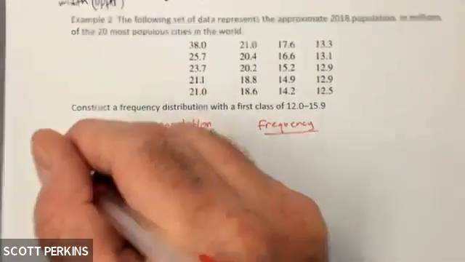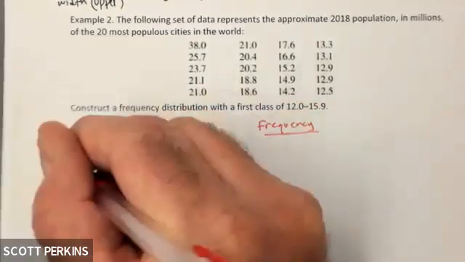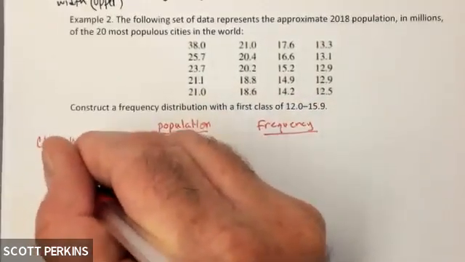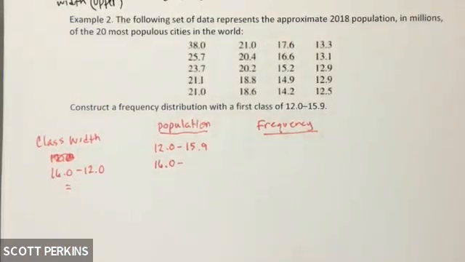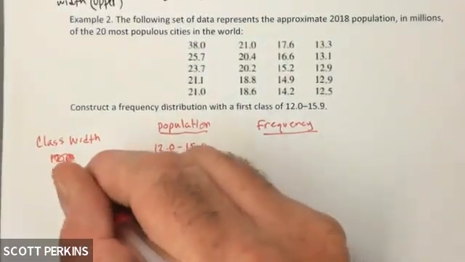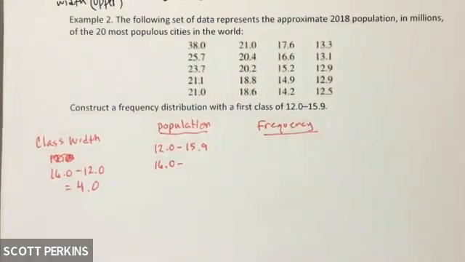And the class width is 12.0. Oh, no, it's not. Sorry, wrong order. It's 16.0 minus 12.0. And your calculator is going to tell you that's 4. So far, so good? We're going to do another one in just a minute so that if you didn't quite get all that the first time around, maybe it'll lock into place the next time around.